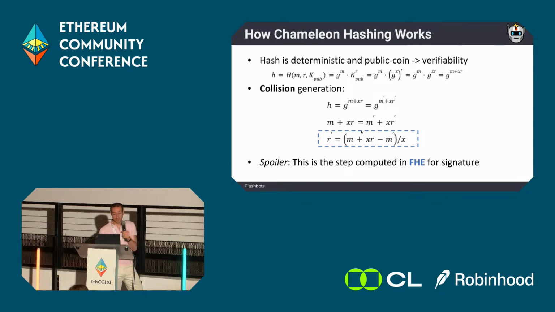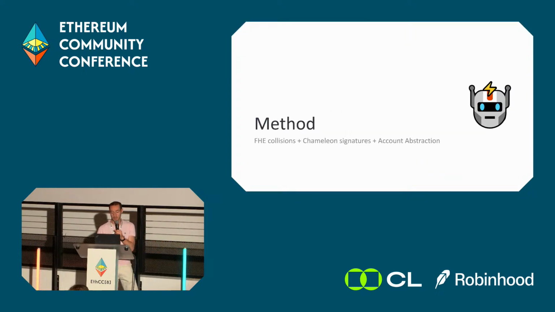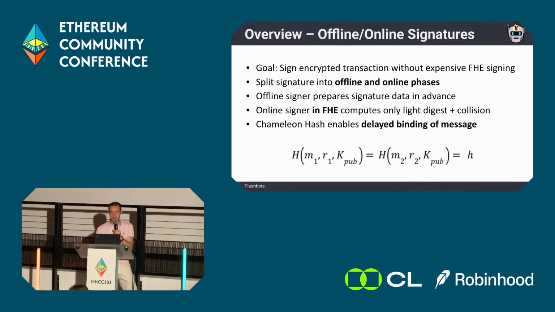So that's basically the step that we want to compute in FHE to generate a collision in that case. So that's pretty cool, because using this trapdoor-based approach, we've basically reduced the complexity of hashing from multiple rounds of keccak, multiple rounds of bitwise operations of a large state, to a handful of arithmetic operations. So that should be faster, hopefully. Let's put this all together in the methods.